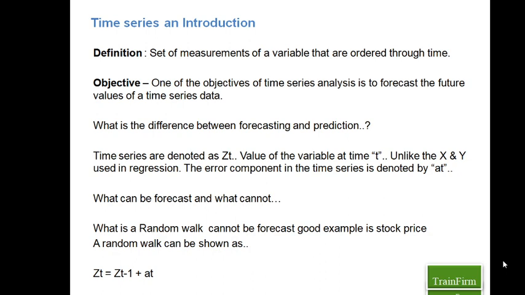Since we have not analyzed for it, using that same regression equation to predict something beyond 18 is going to be a risky task, because we are not studying anything else. We are just taking two variables.